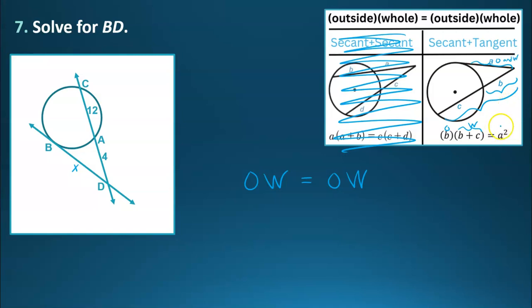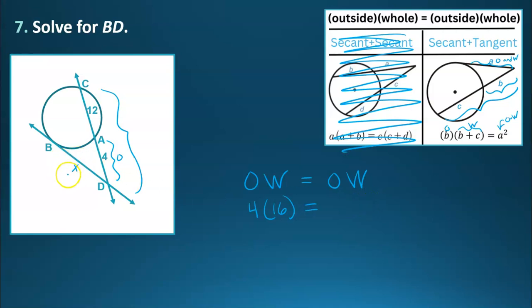All right, so this is outside times whole. They're both A. So that O is A and W is A. So it's just A squared. So let's look at this problem. We've got this is going to be O for that line. The whole thing is going to be 12. Remember to add them together. It's easy to put 12 in for here, but it's 12 plus 4, so that's 16.